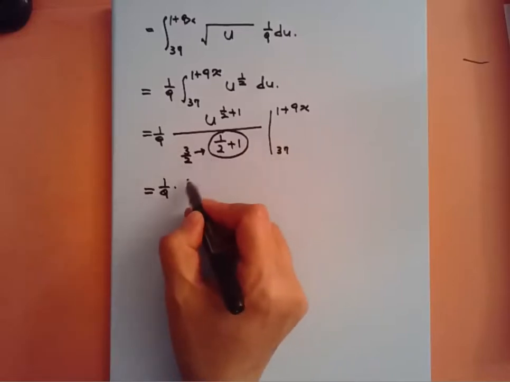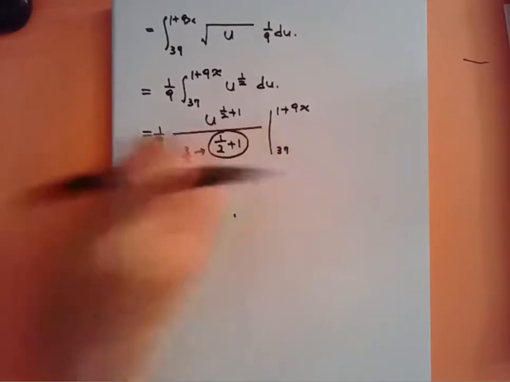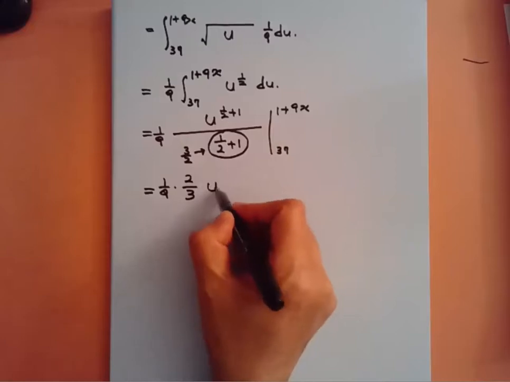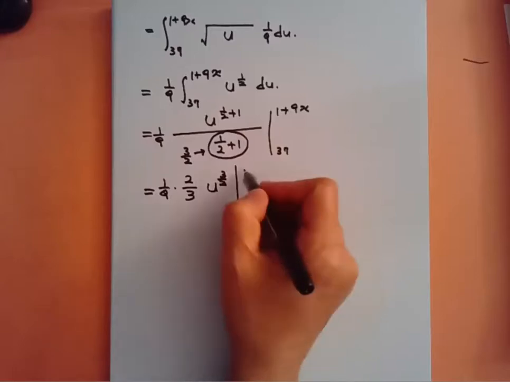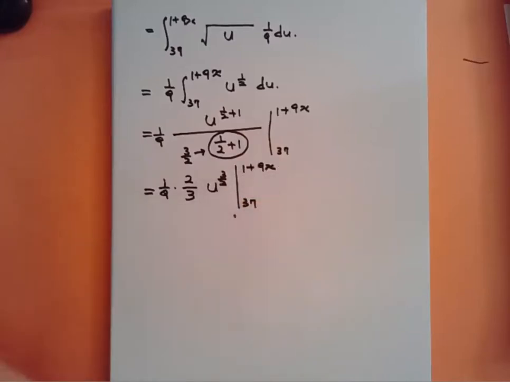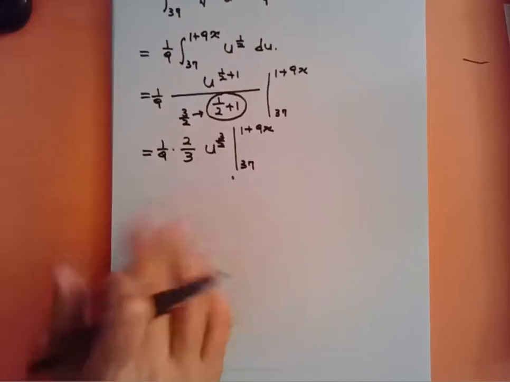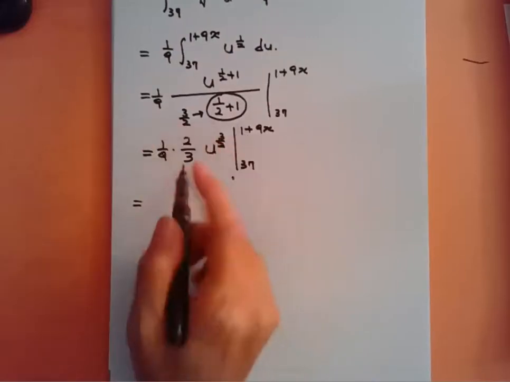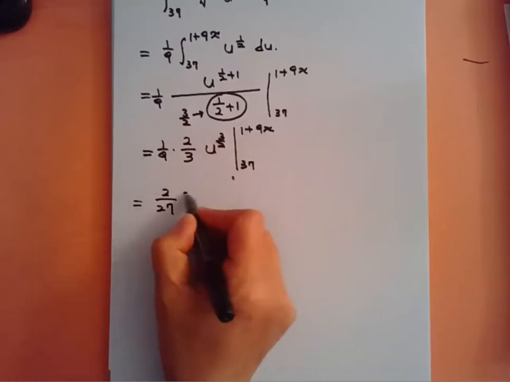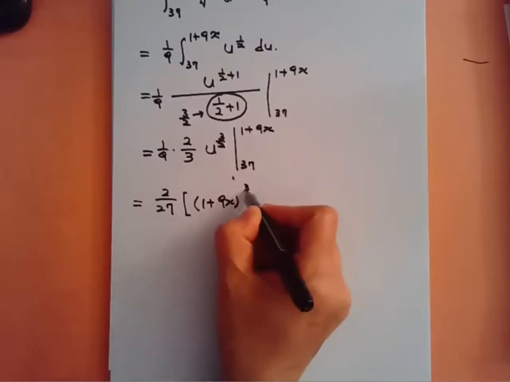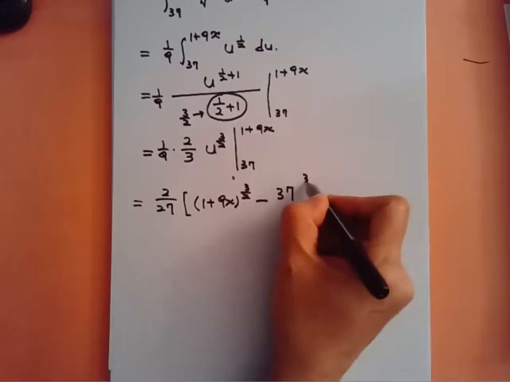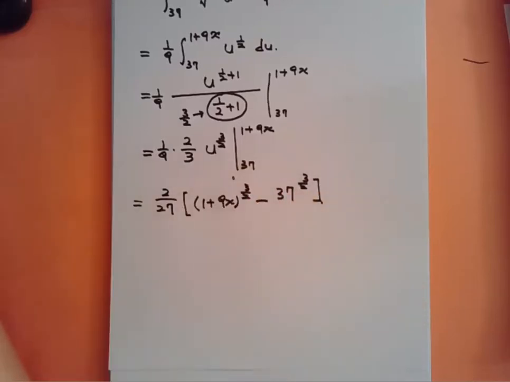So we will multiply by the reciprocal and just eliminate the denominator. And then u to the power of 3 over 2, from 37 to 1 plus 9x. So there is no such cancellation. So 2 over 27 times the quantity 1 plus 9x to the 3 over 2 minus 37 to the 3 over 2. And that is the arc length function.